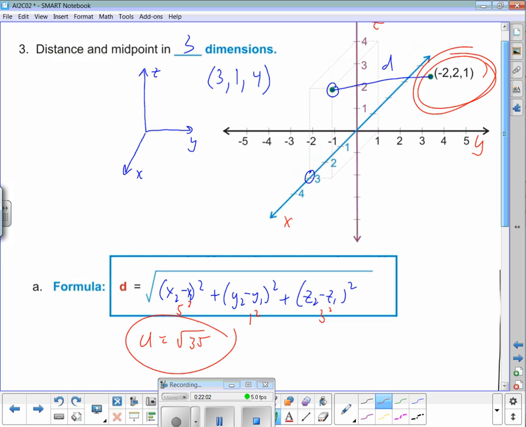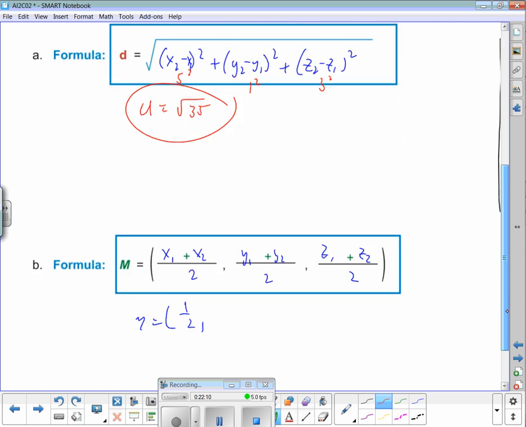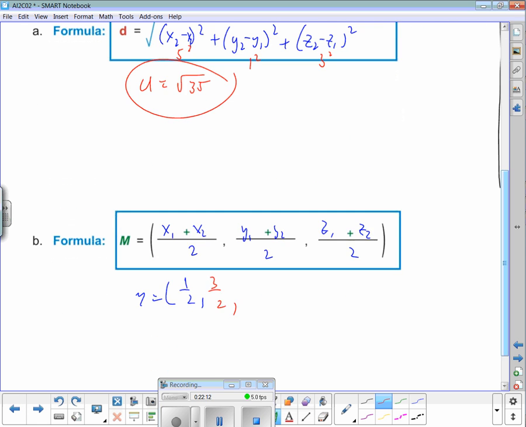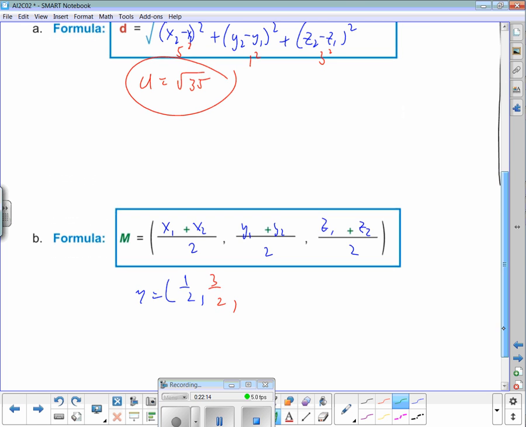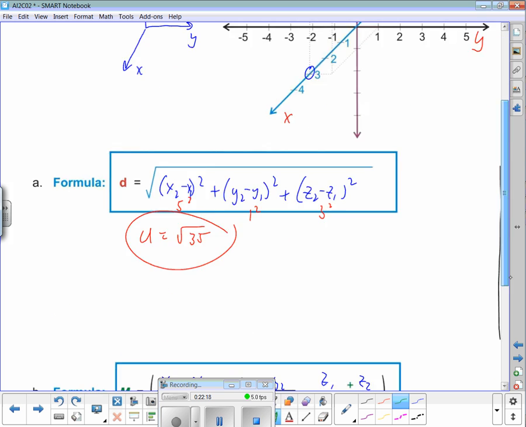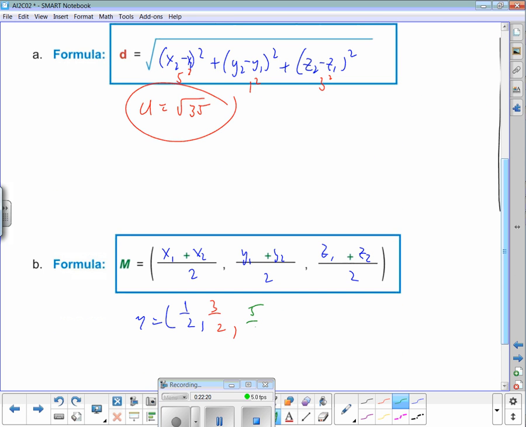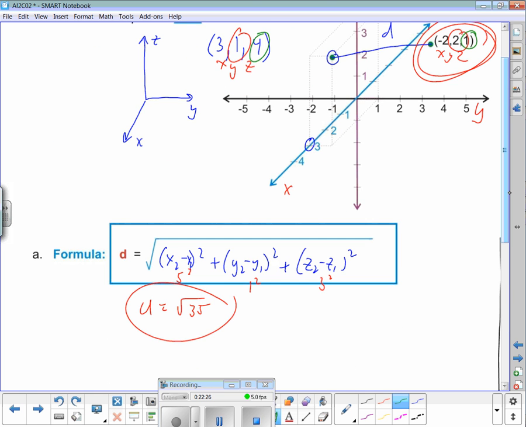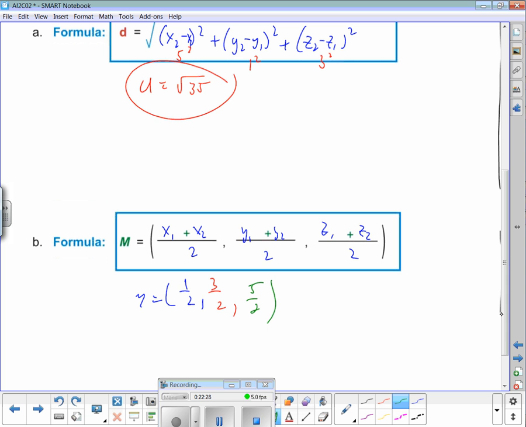And by the way, I'm looking here, right? X, Y, Z, X, Y, Z. What's the y? A 1. What's the y? A 2. 1 and 2 is 3. That one's 3/2. All right, let's do the z. 4 plus 1 is 5. That's a 5/2. I should have done this one with the plotter. So what do you get? You get 1/2, 3/2, 5/2.